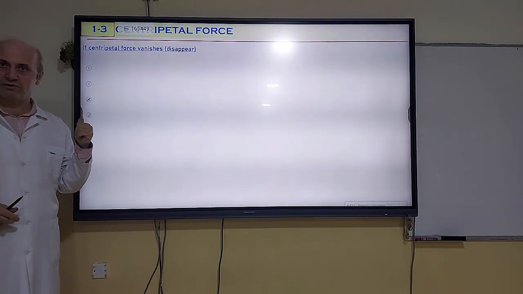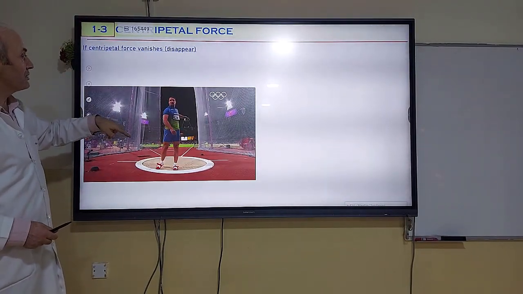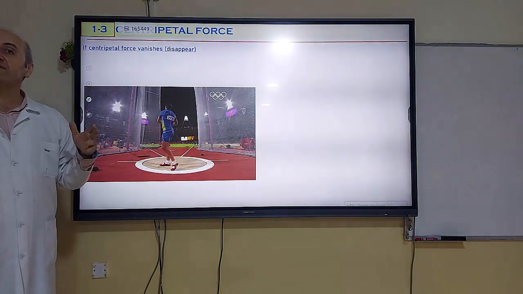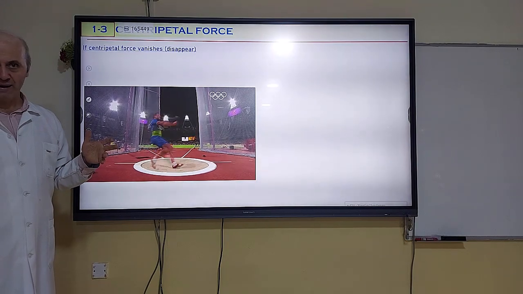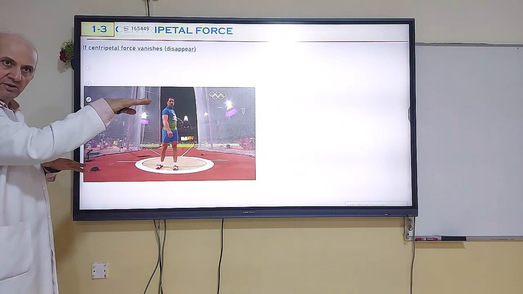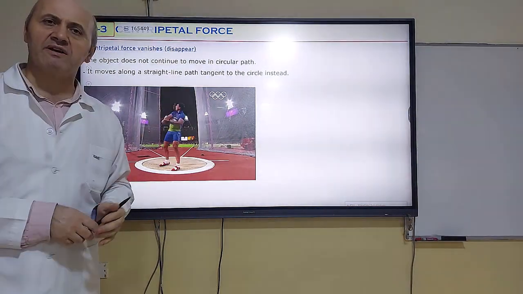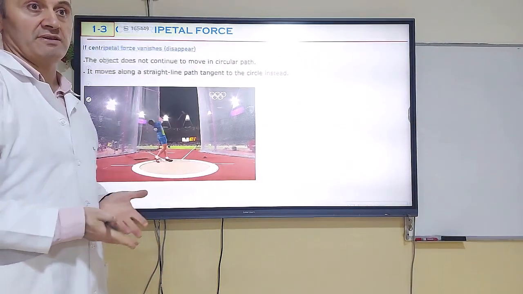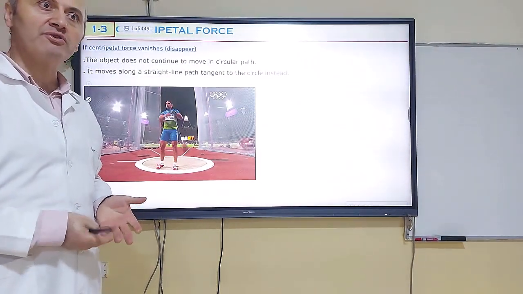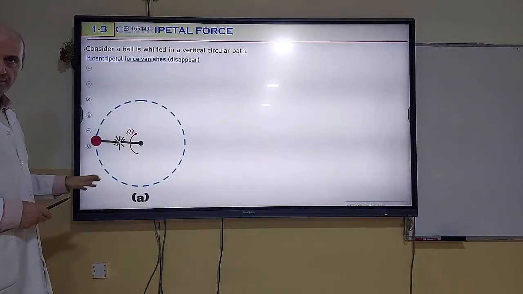It was the quiz question. So, if centripetal force vanishes, like in this example, the object will stop following a circular path. It tends to follow a straight line path. After that, depending on the environment, if it is a gravity environment, it makes a parabolic path. But if you do this in space, because there is no gravitational force, it will follow a straight line. About this, there is an example.